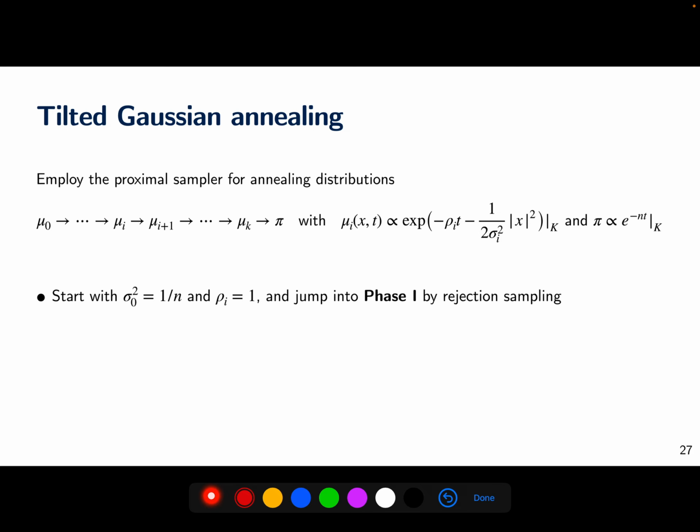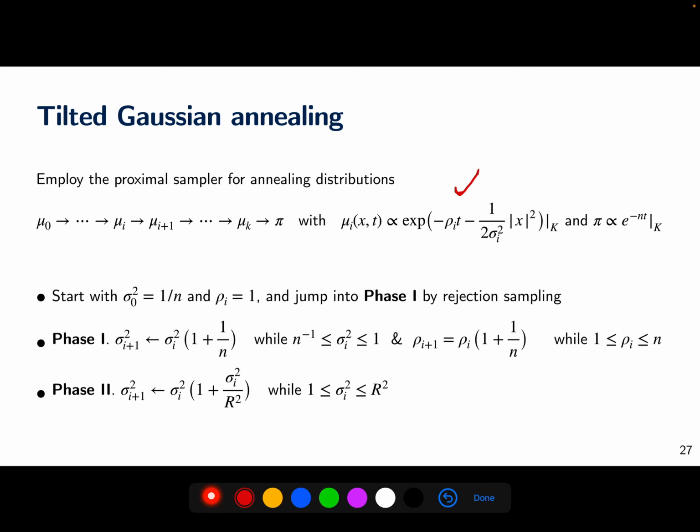And once again we use the proximal sampler to sample from this. And then here is the algorithm. You start with this specific choice of parameters in order to ensure you can easily jump into the beginning of phase 1 by rejection sampling. And then in phase 1, you simultaneously update rho i and sigma i squared by multiplying by the same rate, which is 1 plus 1 over n. And then in phase 2, you accelerate the multiplication by this. And in phase 2, your rho i is always fixed at, say, n.